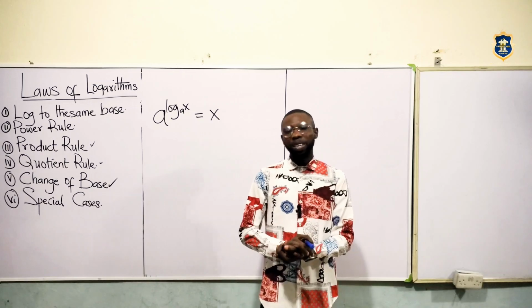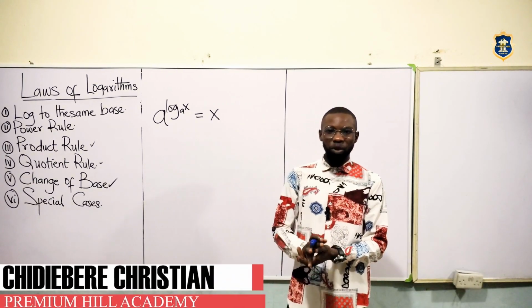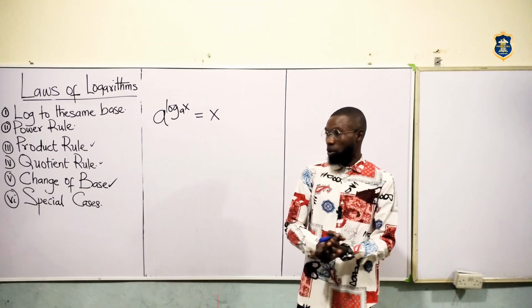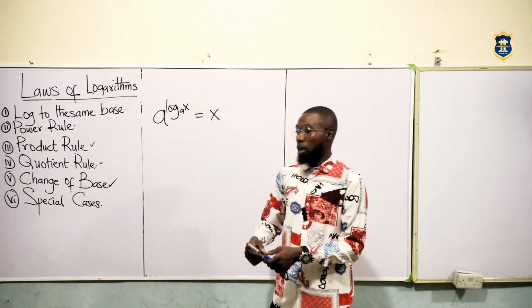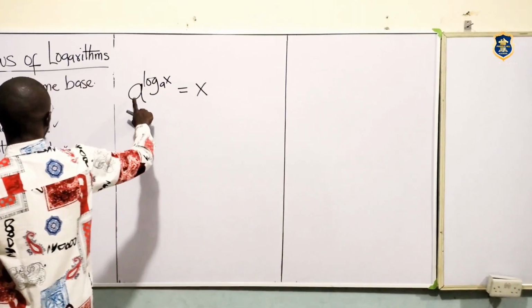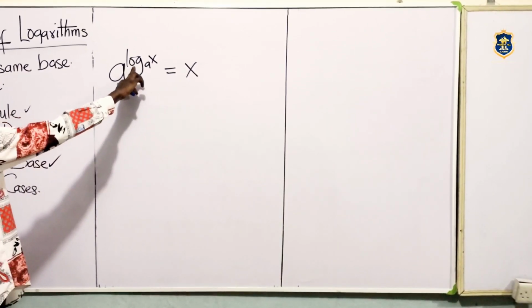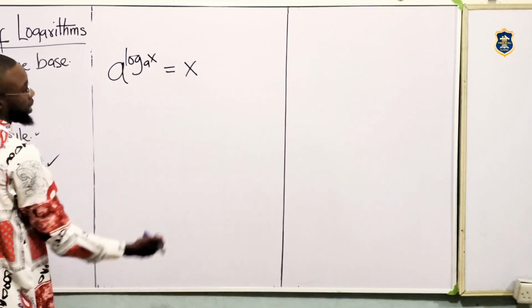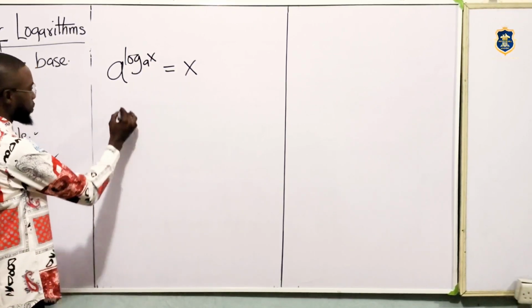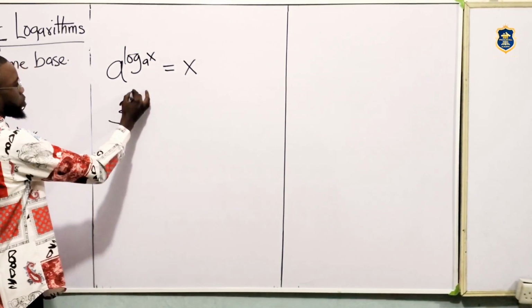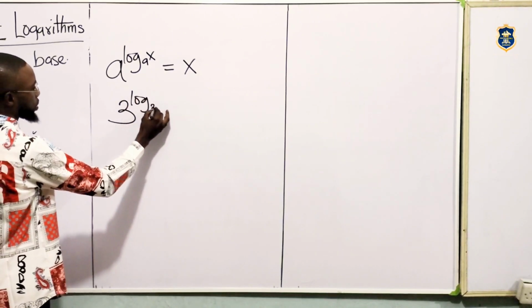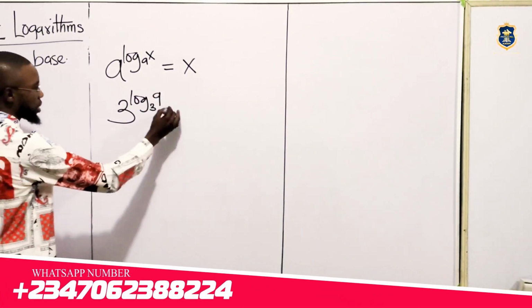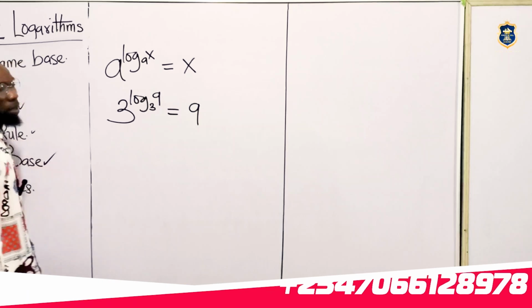Alright guys, let's look at the special cases in logarithms. It's very easy. That's what I just put here. The special cases: if we have a raised to the power of log base a of x, the answer will be x. What do I mean? If we have, for instance, 3 raised to the power log base 3 of 9, our answer will simply be 9.